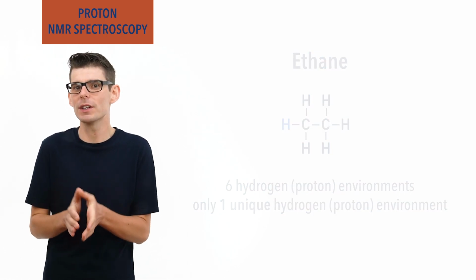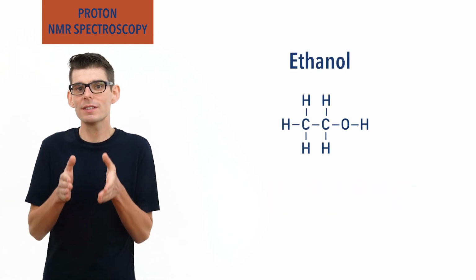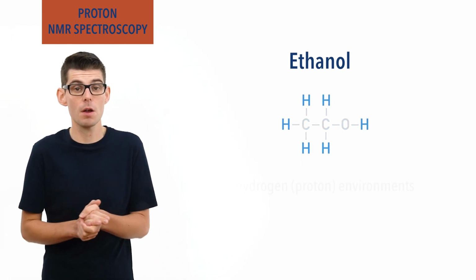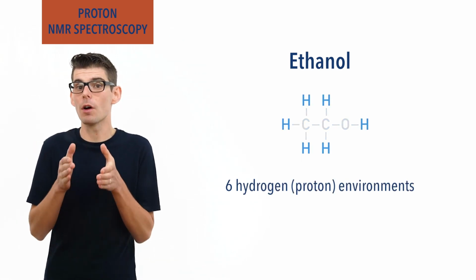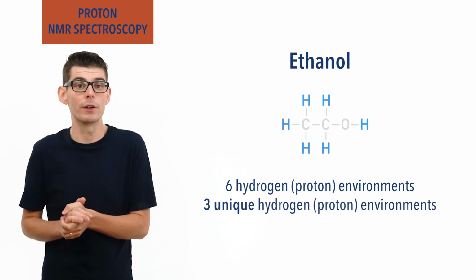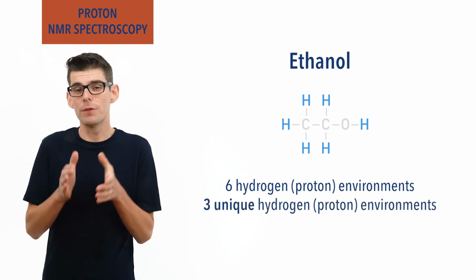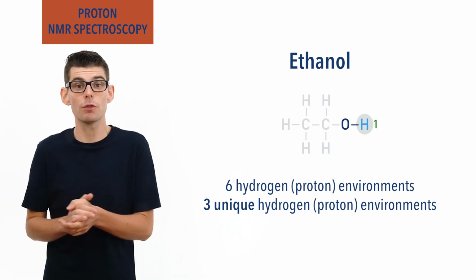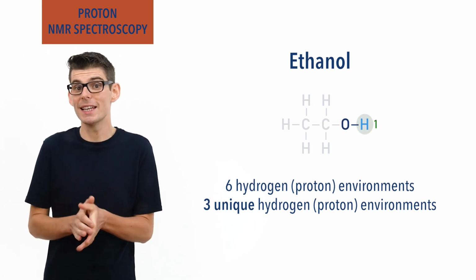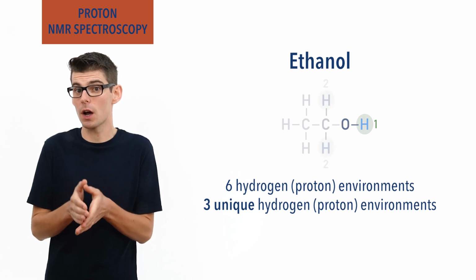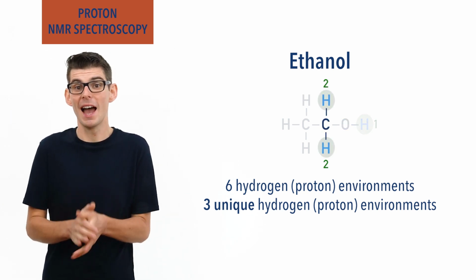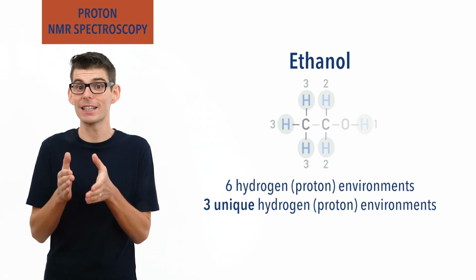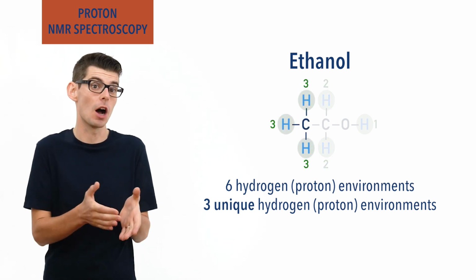Whereas, if we have a look at ethanol, there are still 6 hydrogen atoms and therefore 6 hydrogen environments, but this time there are 3 unique hydrogen environments. The first is the hydrogen bonded to the oxygen in the OH group. The second is the 2 hydrogens bonded to the carbon bonded to the OH group. And the third is the 3 hydrogens bonded to the carbon at the end of the carbon chain, carbon-3.